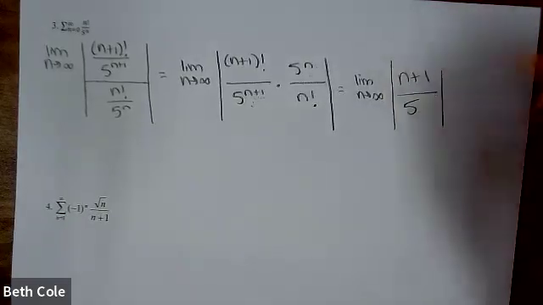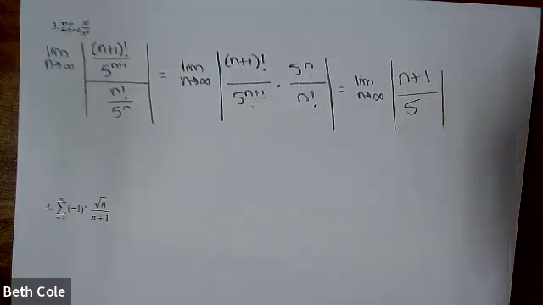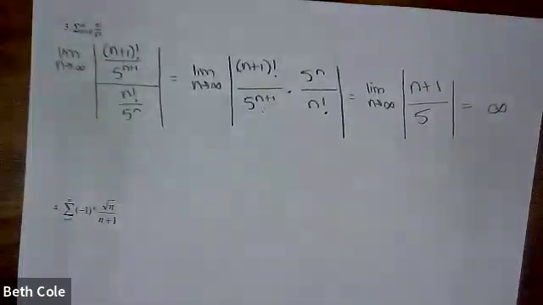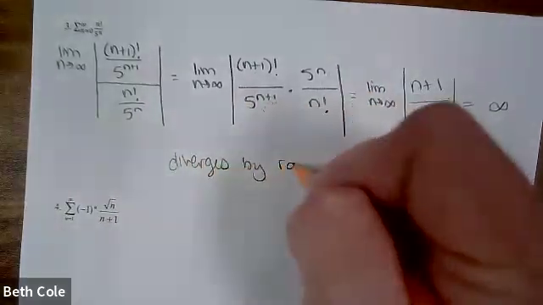And then you're going to evaluate the limit. As this goes to infinity, the numerator is going to get bigger and bigger and bigger and bigger. So it's going to go to infinity. And so your big conclusion to the whole thing: diverges by ratio test.